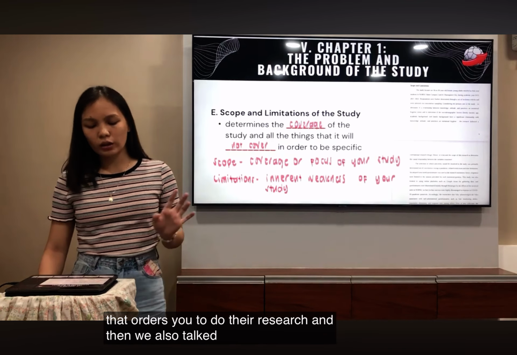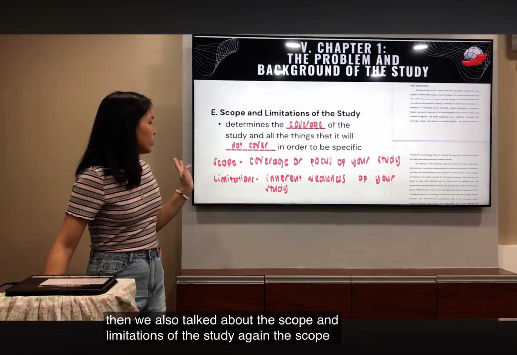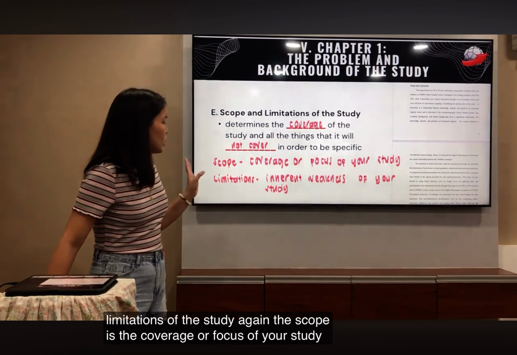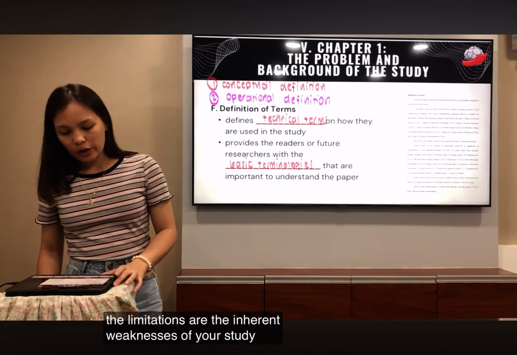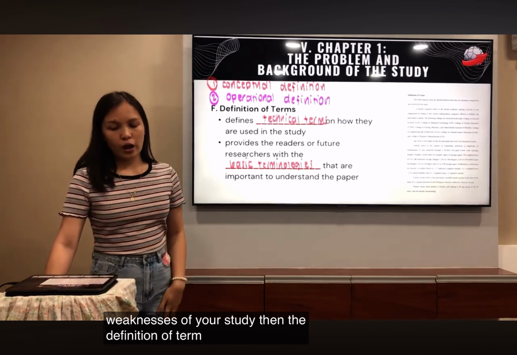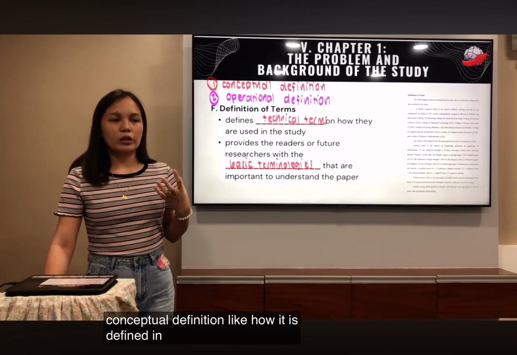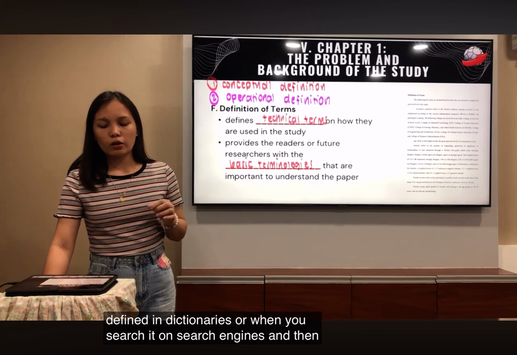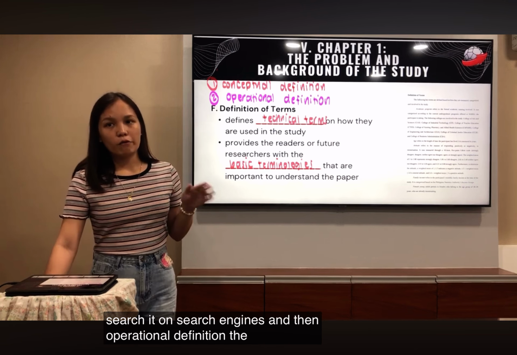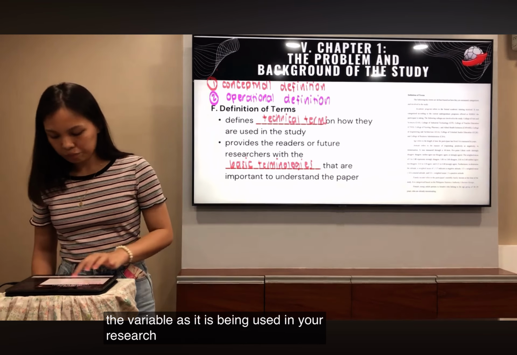And then we also talked about the scope and limitations of the study. Again, the scope is the coverage or focus of your study. The limitations are the inherent weaknesses of your study. Then the definition of terms, we have the conceptual definition, like how it is defined in dictionaries or when you search it on search engines. And then operational definition, the definition of the variable as it is being used in your research study.